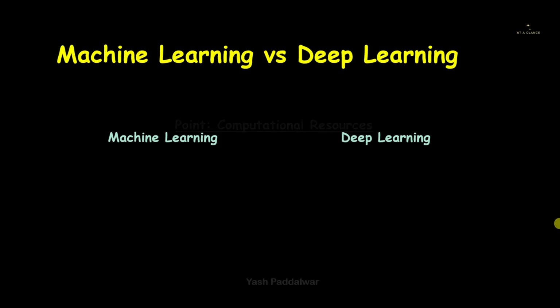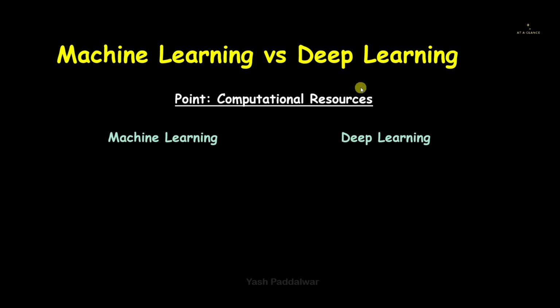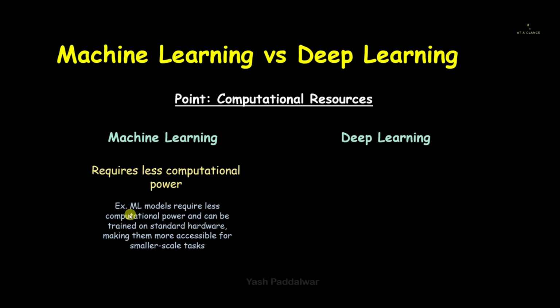Now let's move on to the other point, which is computational resources. From the information I have provided till now, you can guess what the scenario is when it comes to computational resources. Machine learning requires less computational power because the model complexity is less here. Also, it doesn't handle large, complex or unstructured data. Therefore, it requires less computational power. For example, it can be trained on standard hardware.